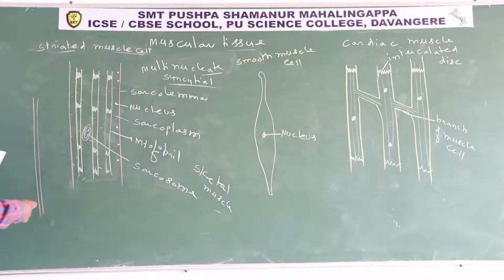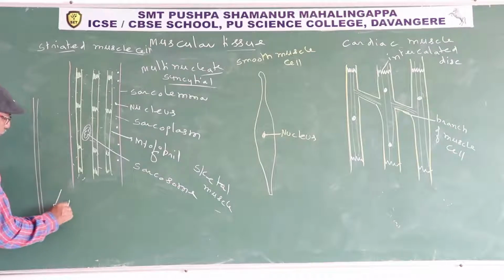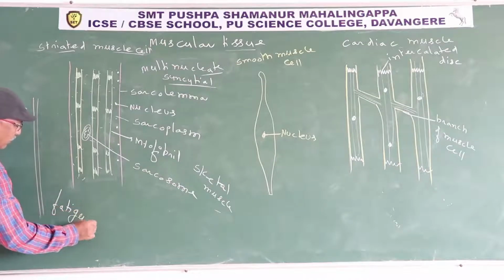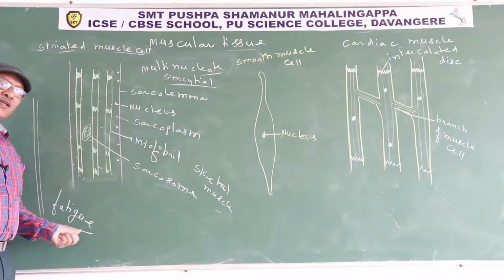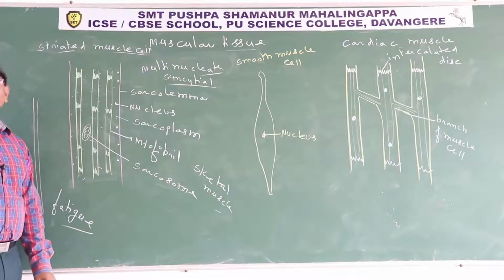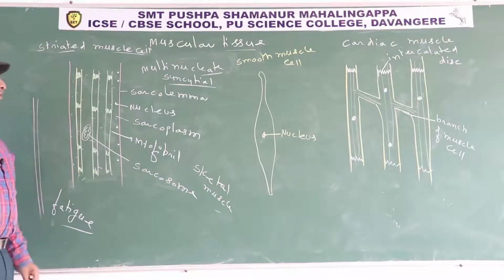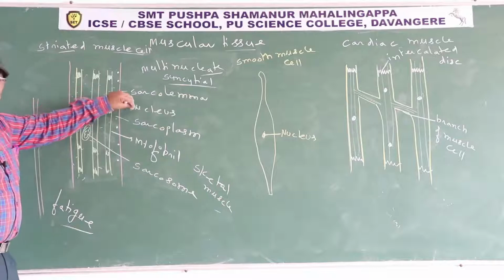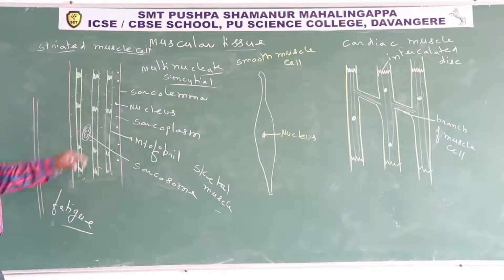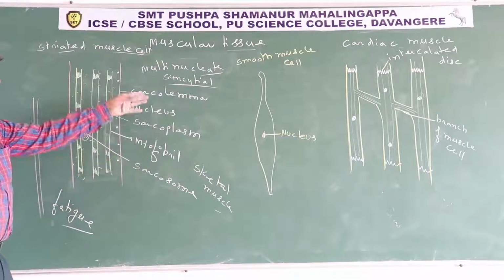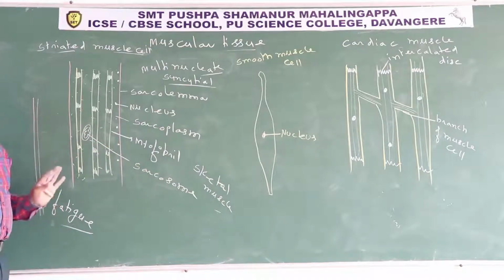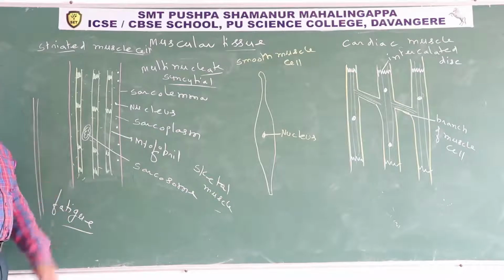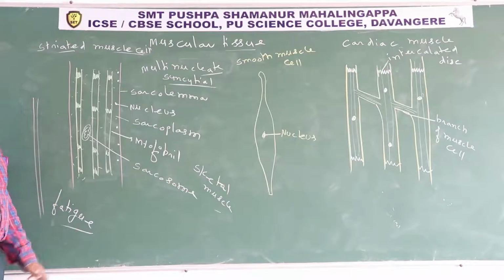That's why striated muscles undergo fatigue. Fatigue means great tiredness. They undergo rapid contraction and relaxation, that's why they undergo fatigue. So they need rest. After working, they need some rest. Then only they are capable of undergoing contraction and relaxation. Only striated muscle undergoes fatigue. What is fatigue? Great tiredness. These points are enough for PU.